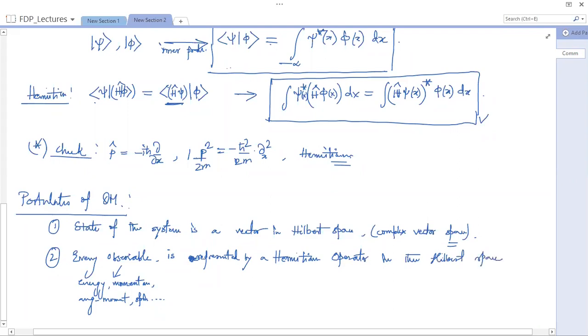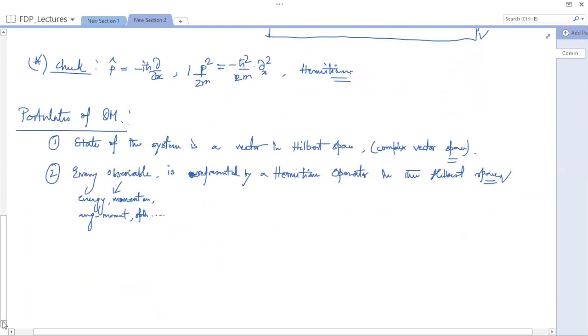There are many technical difficulties, because this Hilbert space can be finite dimensional or infinite dimensional, and then even the Hermitian operator and self-adjoint operator are slightly different and things like that. But these are the postulates.